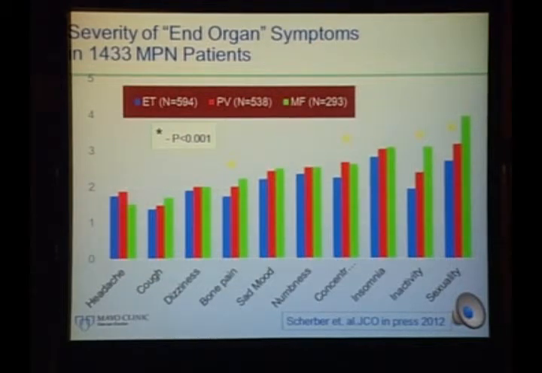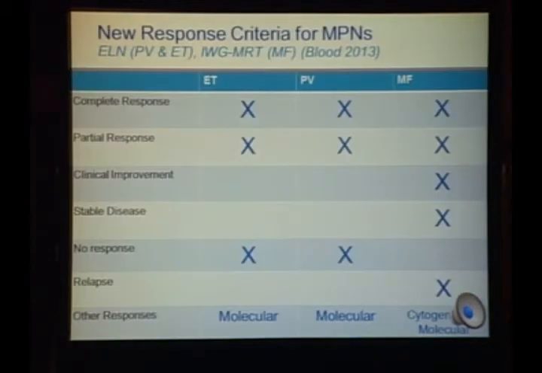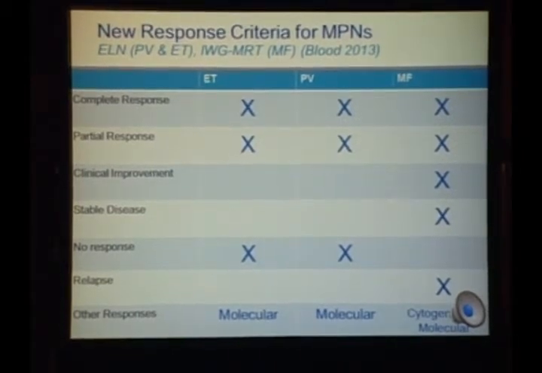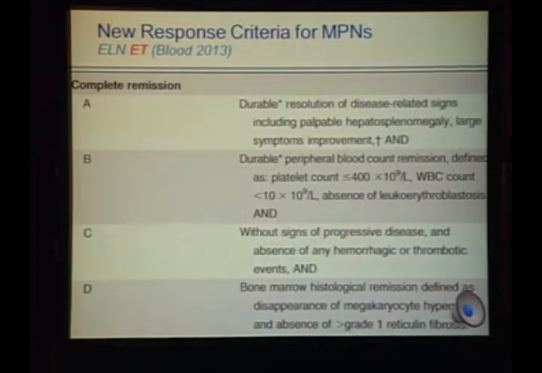Now, one of the things that's evolving in MPNs is how we assess response. In other words, what do we expect of your therapy when you receive it? There has been a recent update, both from the European LeukemiaNet for PV and ET, as well as for myelofibrosis from the International Working Group for Myelofibrosis Research and Treatment. And these thresholds are at complete, partial response, and no response.